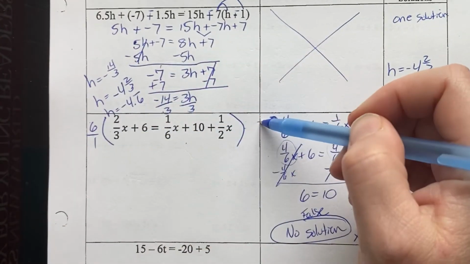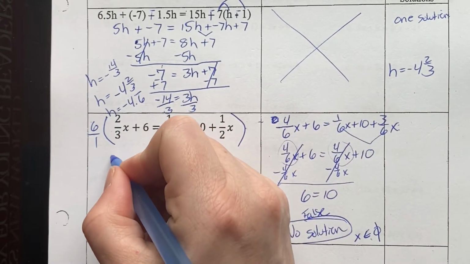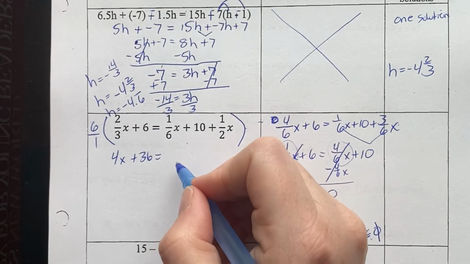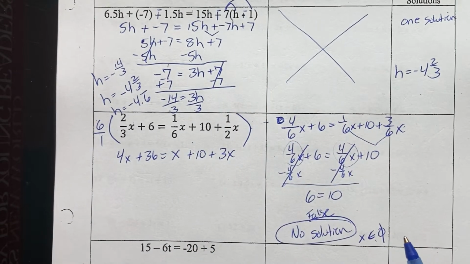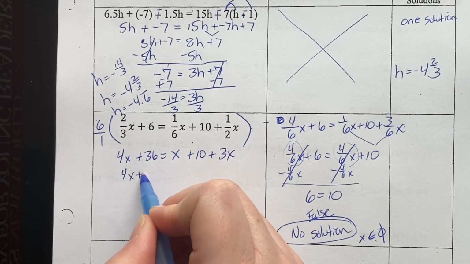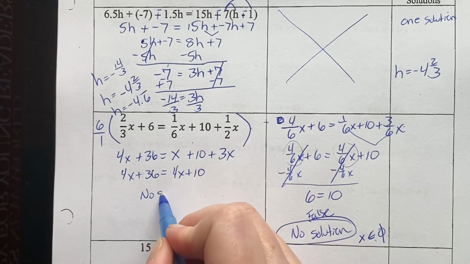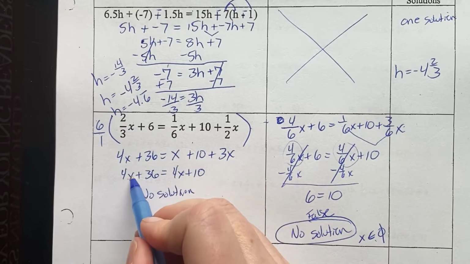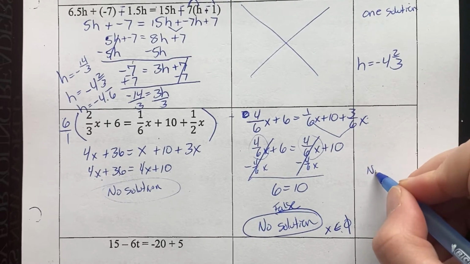Over here, if I multiply through by 6, 6 wholes times 2/3 is going to give me 12 thirds, or 4x plus 36. Remember, it has to be to every single term, equals x plus 10 plus 3x. And again, if I combine my like terms, 4x plus 36 equals 4x plus 10. I could stop right here and write no solution, because I can see that any number I multiply by 4 should be equal to any number I multiply by 4. When I add 36 to that product, or I add 10 to that product, it's never going to be equal. There is no solution.